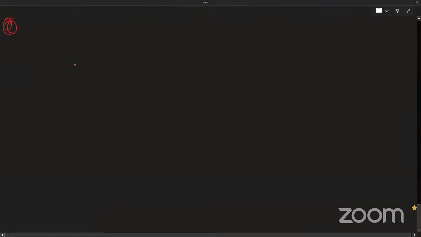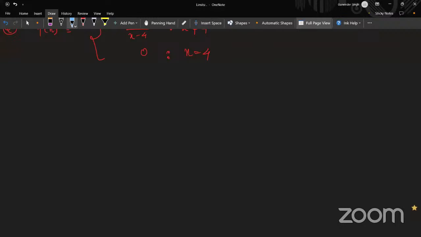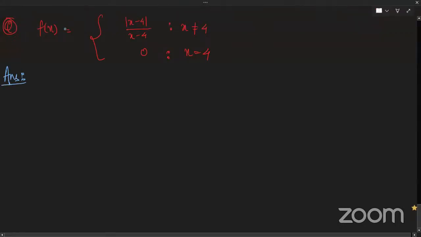So I have a function f of x that is defined as mod of x minus 4 by x minus 4 when x is not equal to 4. And in the second case, I have 0 when x is equal to 4. Let us see, can we do this? So first of all, obviously, I will be asking three things only: f of 4, f of 4 plus, and f of 4 minus.